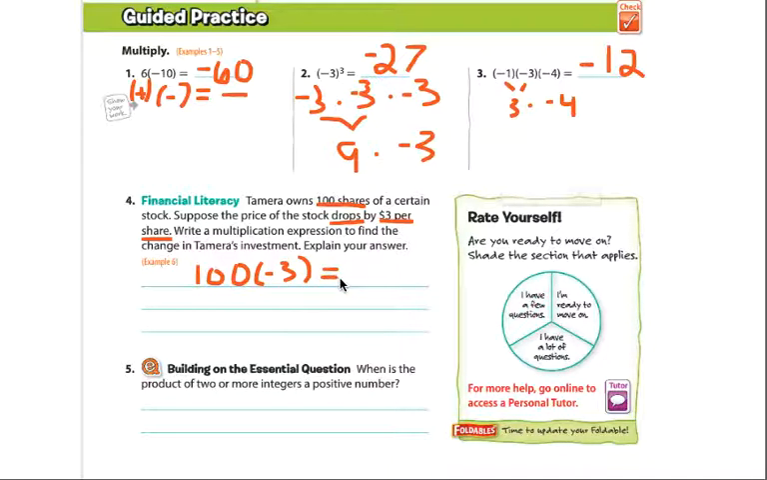Okay? So a positive times a negative, I know that's going to give me a negative answer. And 3 times 100, I know that's going to give me 300. So now we wrote our expression. And now we're explaining our answer. So this means that she is losing, or it's worth $300 less than it was before. I'm not going to write it all out, but it's now worth $300 less, her shares.